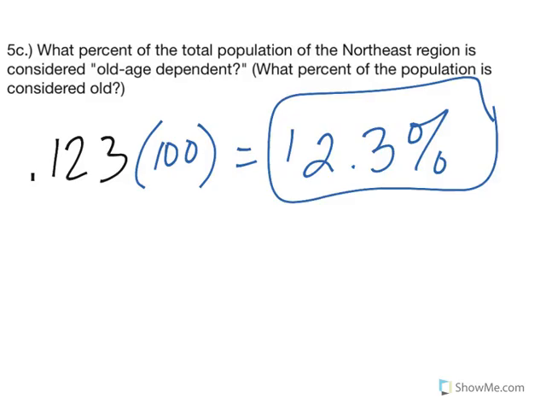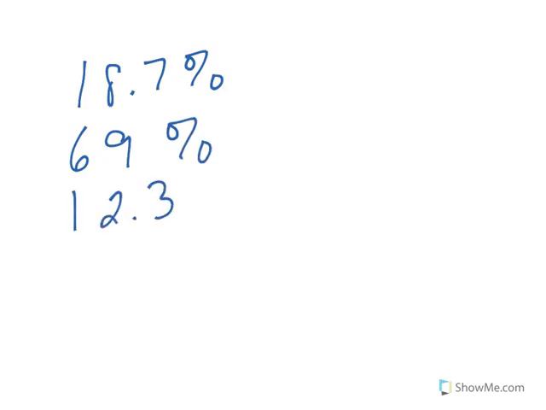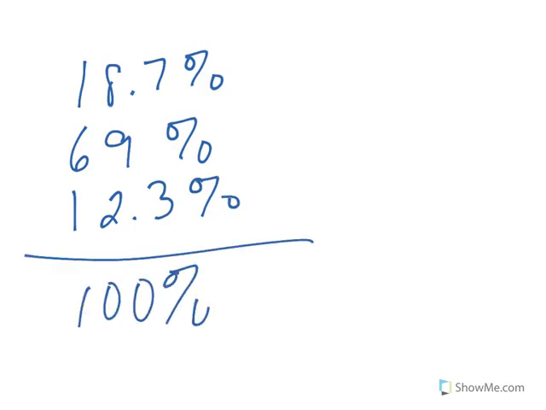So you'll notice we had the children, 18.7%. We had the working class, 69%. And then we had the oldies, 12.3%. Sorry about that. And when you add all of those together, what do you get? 100%. Because it's all of them. So that's how that all fits together.